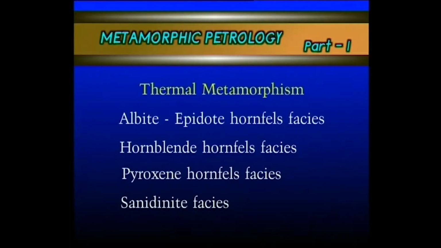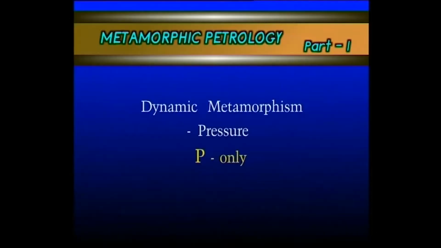So in thermal metamorphism, heat is an important factor and pressure is very low. If we see the different metamorphic facies, four important facies are formed during thermal metamorphism. These are albite-epidote hornfels facies, hornblende hornfels facies, pyroxene hornfels facies, and sanidinite facies. Sanidinite facies normally occur in the immediate vicinity of intrusive rocks, and albite-epidote hornfels facies normally occur at the outer fringe.